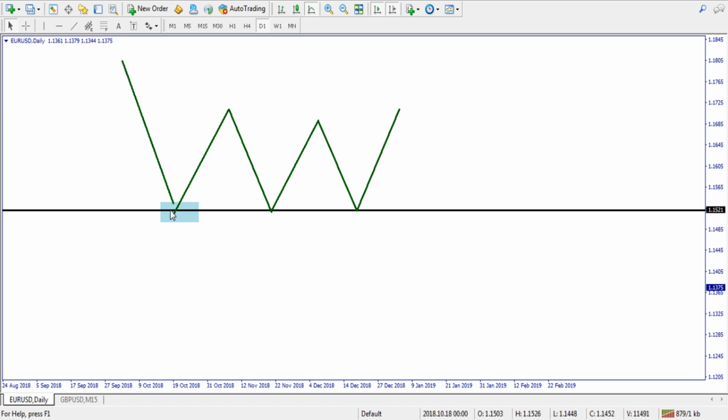You'll find that around this level there are going to be a lot of tails. And the next one also, the same thing should be true. Then the next one, the same thing should be true. Then the moment that price closes below 1.1521, this is called a breakout. This is now a bearish breakout. It means that the price is continuing to the lower side.